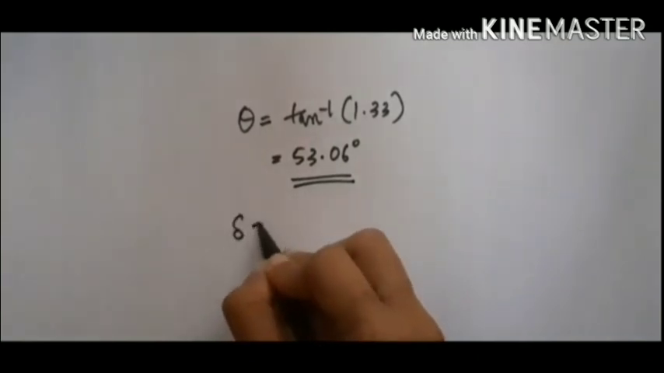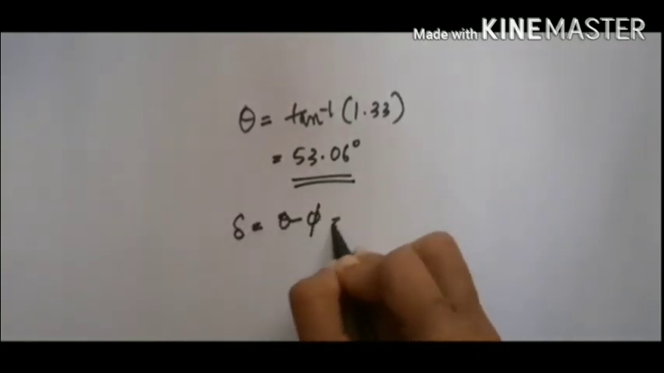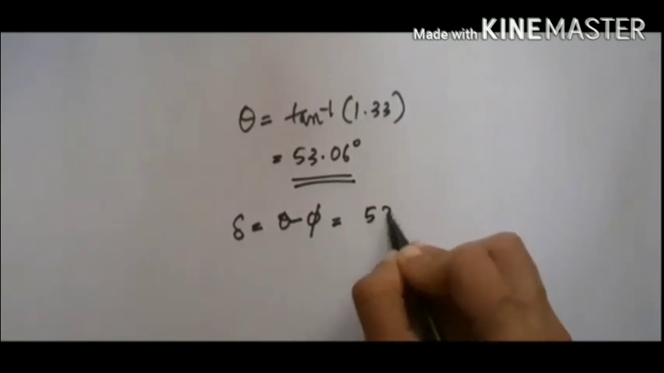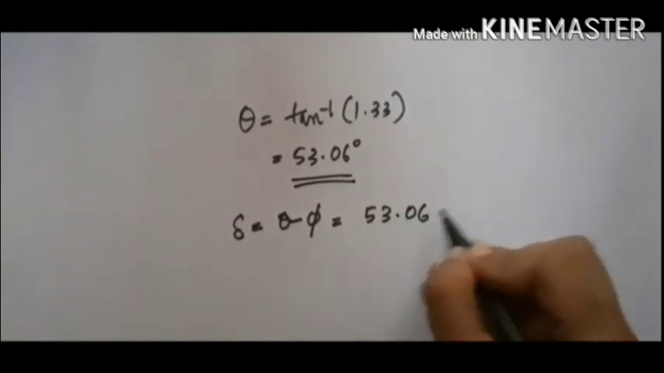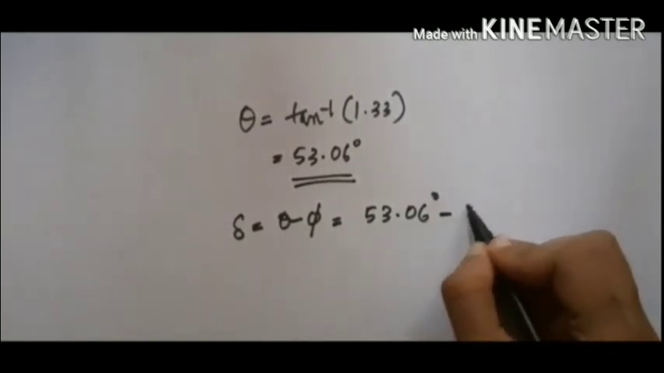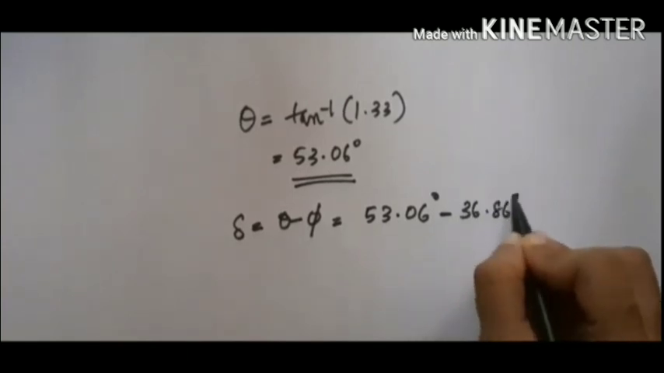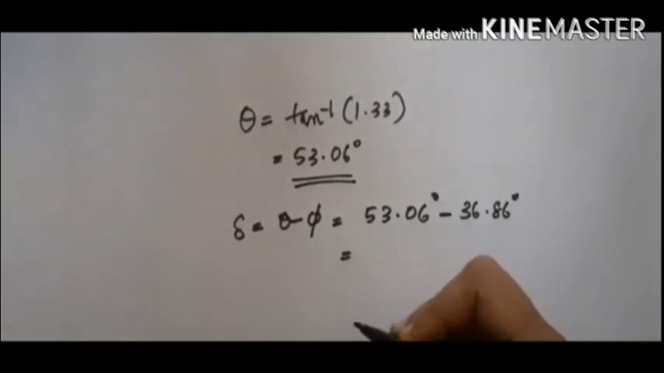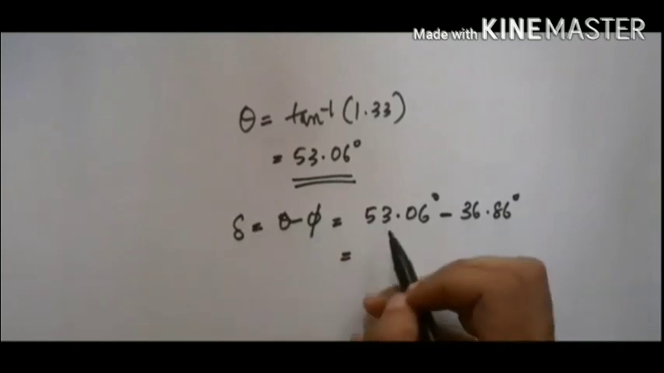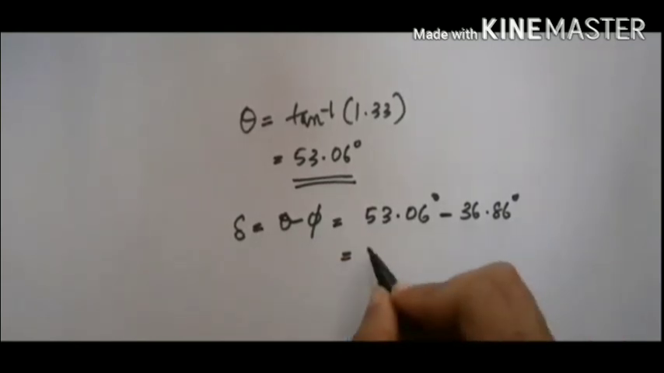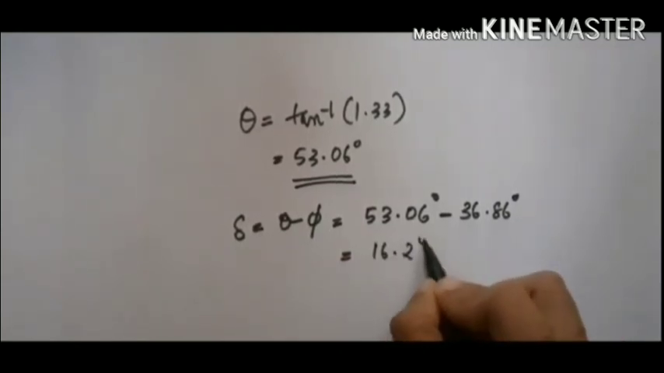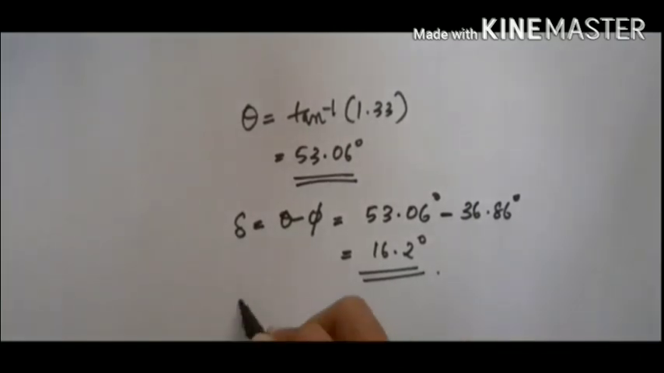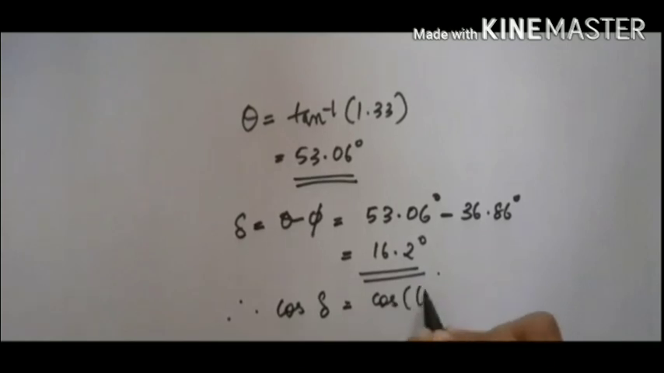Therefore, from the equation delta equal to theta minus phi, we can find the load angle delta. Theta is found to be 53.06 degrees and phi we found to be 36.86 degrees earlier. So delta is equal to 53.06 minus 36.86, which is equal to 16.2 degrees. Therefore, we get cos delta equal to cos of 16.2 degrees, which is found to be 0.96 using a scientific calculator.